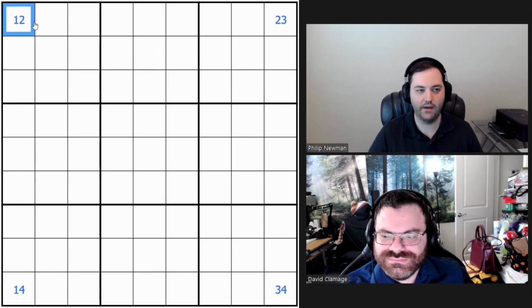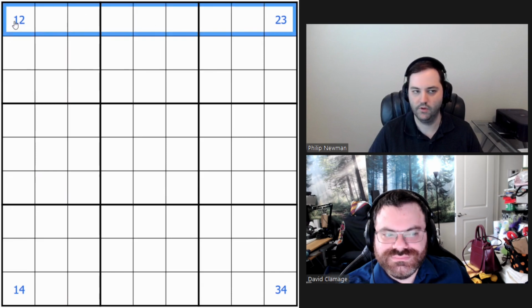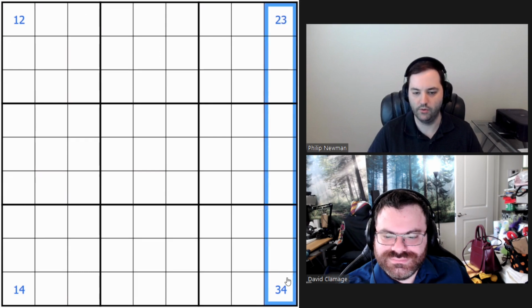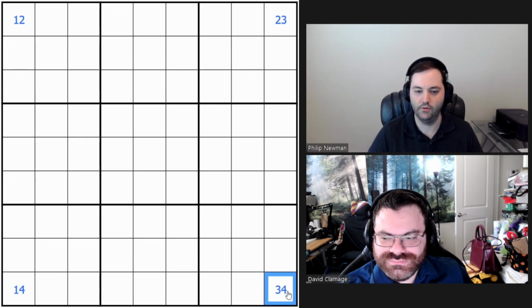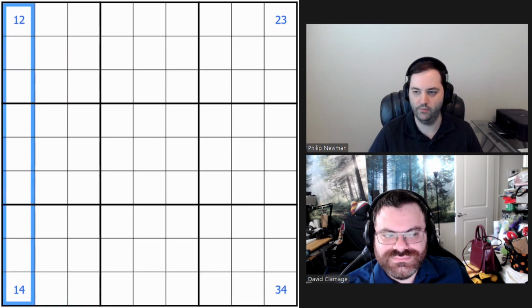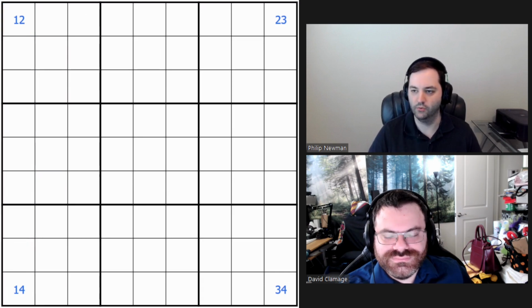When you're just looking at the pattern, what you have is a strong link here. It's bi-value. A weak link between the 2s here. These can't both be 2. A strong link between 2 and 3. A weak link between the 3s. A strong link between 3 and 4, a weak link between the 4s, a strong link between 1 and 4, a weak link between the 1s. So we made an alternating inference chain that formed a loop.